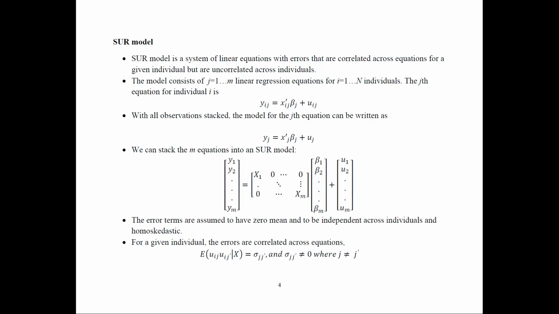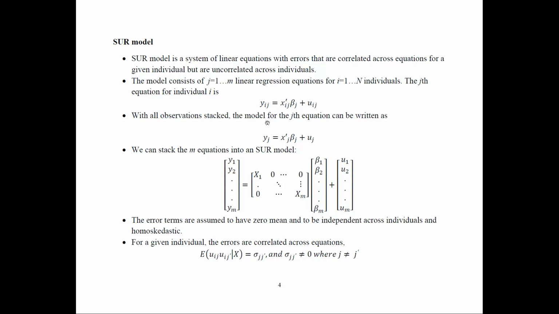So the SUR model is a system of linear equations, and the errors are correlated across equations for a given individual, but are uncorrelated across individuals. Again, there is correlation among choices for a given person, but not from one person to the next. So in the model we have j equals 1 to m linear regression equations for i equals 1 to n individuals. Here we would have y_ij equals x_ij prime beta_j plus u_ij. Notice that the variables are listed over i, the individuals, and over j, the products or decisions or choices that each individual has to make.